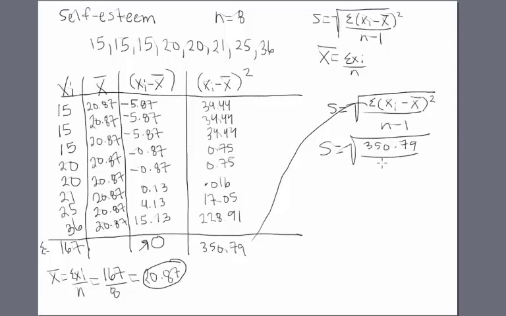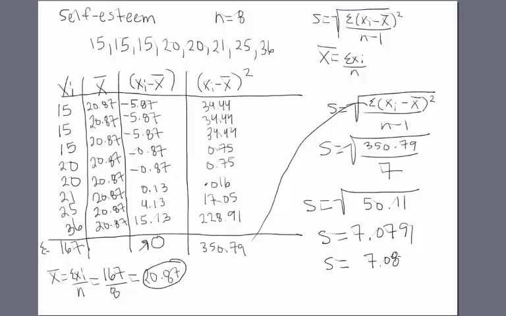divided by n minus 1. So we've got 8 minus 1 would equal 7. Keep showing our work. We'll end up with 50.11, or the square root of 50.11 is 7.0791, but we're going to round it to two decimal places, which will be 7.08.